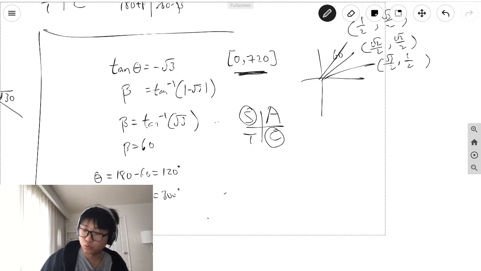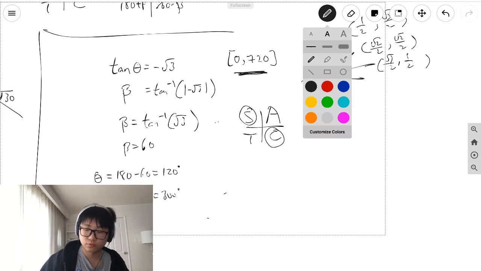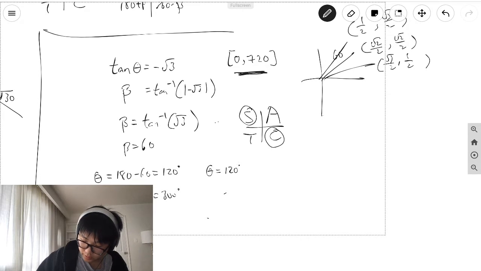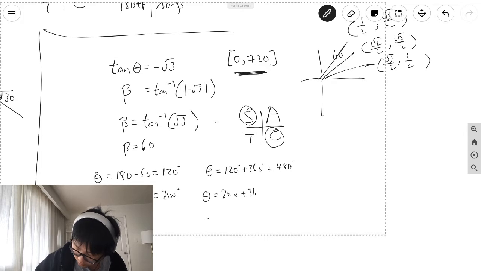So what you need to do is go 1 whole circle for each of them. Theta is also going to be 120 plus 360, because if you add a 360 to the one at 120, you end up back at the same spot. So 480 is another viable solution. And then finally you have the 300. That's not a negative 300, careful. 300 plus 360 is going to be equal to 660.